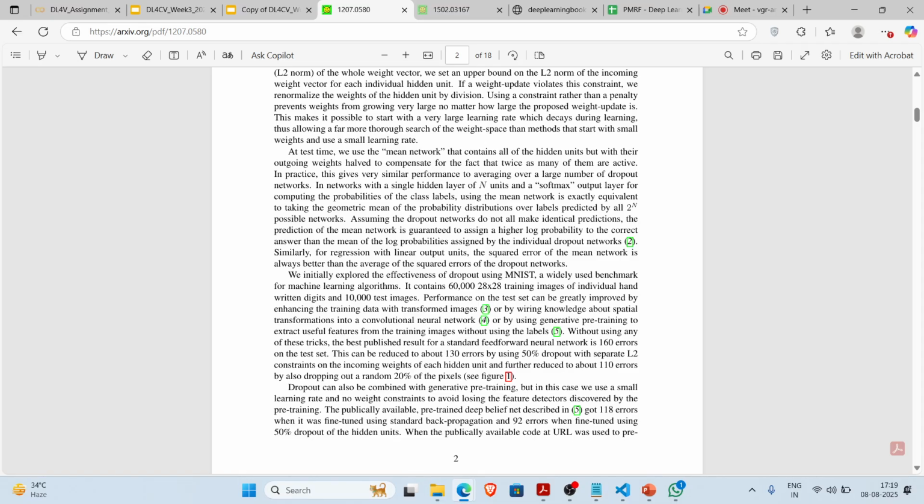In practice, this gives very similar performance to averaging over a large number of dropout networks, in networks with a single hidden layer of n units and a softmax output layer for computing the probabilities of the class labels.